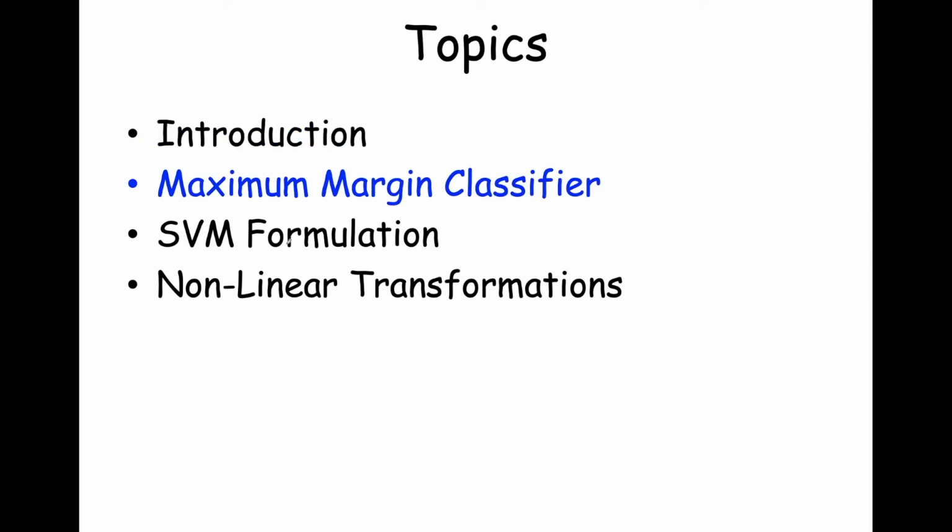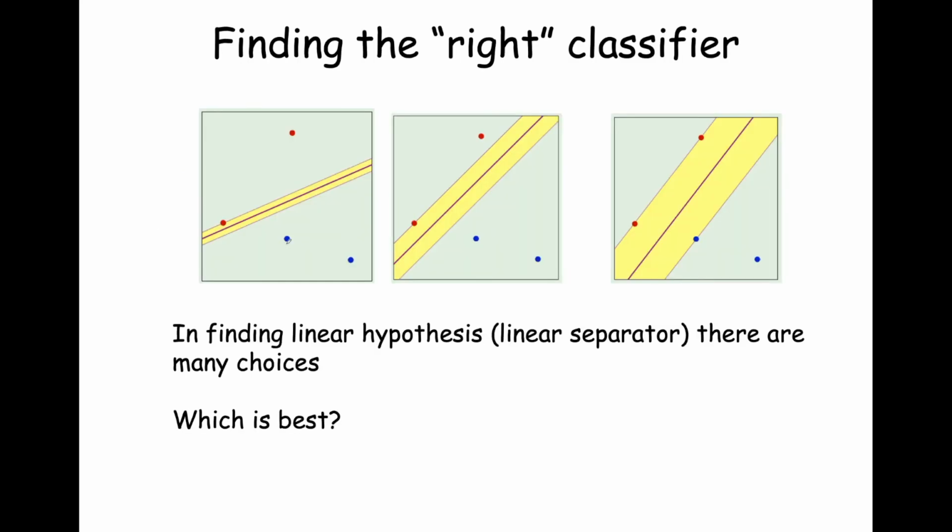Okay, so let's switch gears and talk about this idea of a so-called maximum margin classifier. The idea of maximum margin is, of course, we have a linear hypothesis, and there are many choices we can have for this linear hypothesis. And the question we ask is, which one is best? Now, if you look here, we have this purple. That purple is our linear hypothesis, okay? So that's our h of x, or our w, if you will.